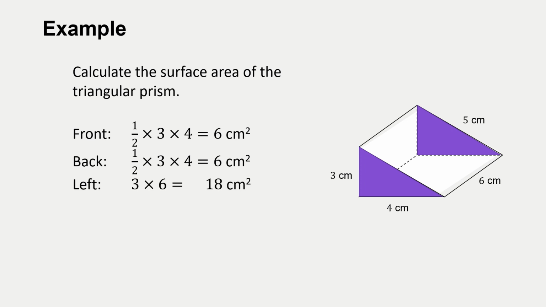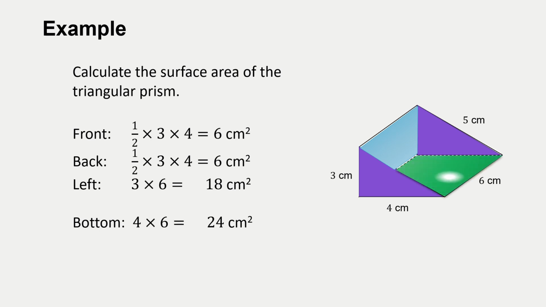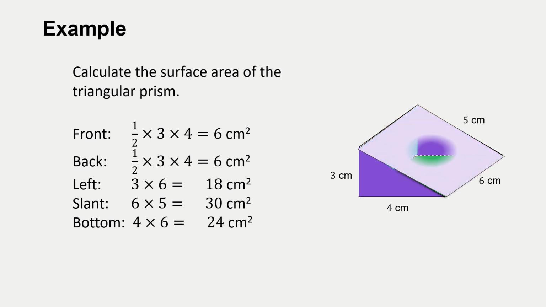Now I will work on my left side, which is 3 times 6, 18 centimeters squared, and this will be the area of my left one. And for the bottom one, I will say 6 times 4, and the answer will be 24 centimeters squared. Now this is not done here because I have the slanting side as well. So I have to calculate the slanted shape as well, which is 6 times 5, which is 30 centimeters squared. So the area of this shape will be 30 centimeters squared. Now what I need to do is add all of them together and find the total area of the surface.